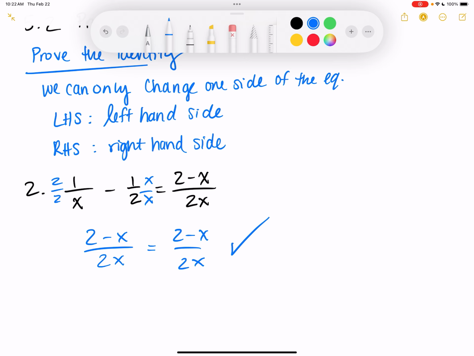Done. Now, obviously, we're moving into trig identities. This is just algebraically how to do it.